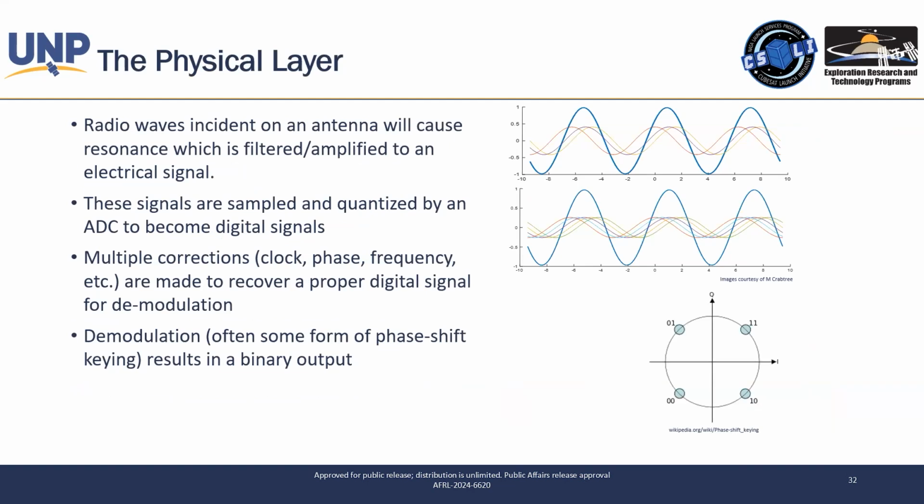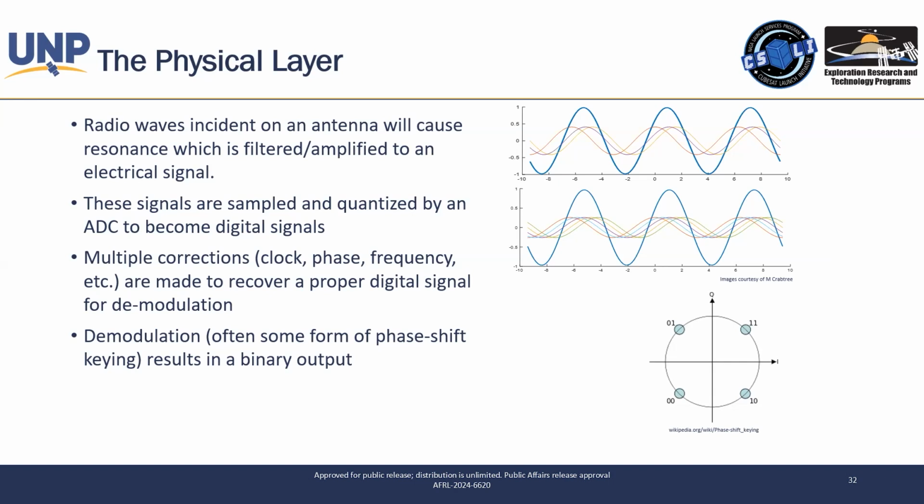So the physical layer, these are radio waves that are incident on an antenna, right? They'll cause the antenna to resonate. That's filtered and amplified into some sort of electrical signal. Clear enough how that works? Typically, the wave will look something like this blue wave, right? That travels through space and time.